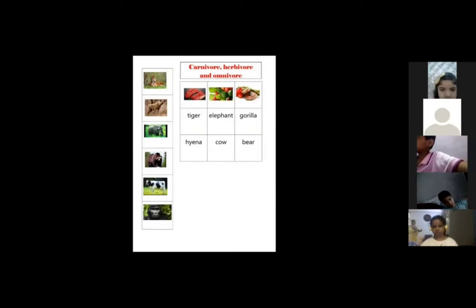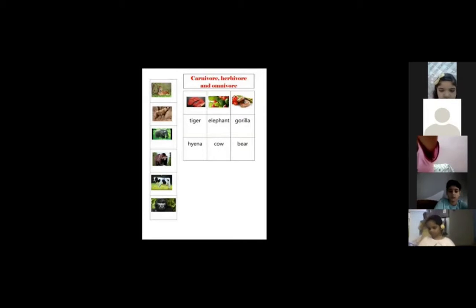It can be an elephant as well. Their food includes leaves, grass, flowers, fruits. So the first category which I told you was the herbivores. Now similarly, what is the name of the second category? It is the omnivore. Let's talk about the omnivore first.